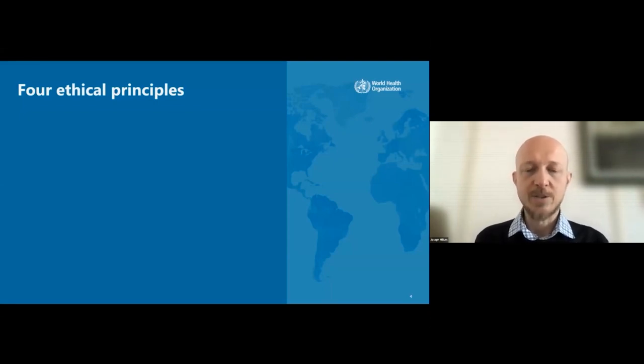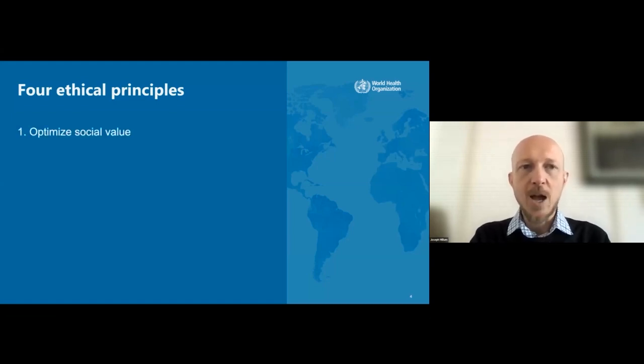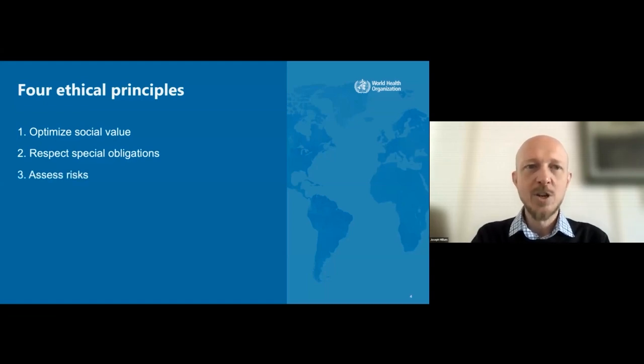What I'm going to do is go through those principles relatively quickly, and I'll then say something about conceptually how those principles relate to making decisions about what research should be prioritized. The 4 principles are to optimize social value, to respect special obligations, to assess risks, and to follow fair procedures. So I'm going to go through these one by one, explain what they mean, and try to motivate them.